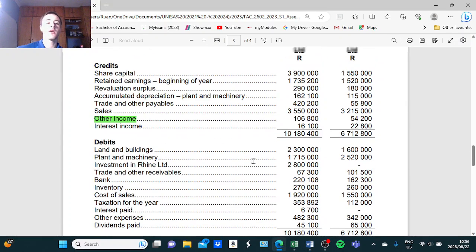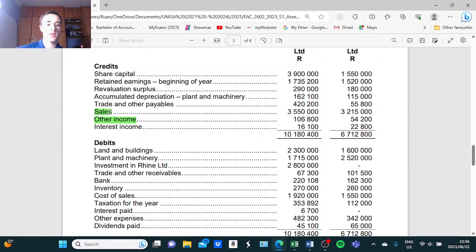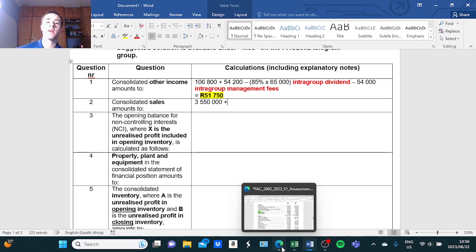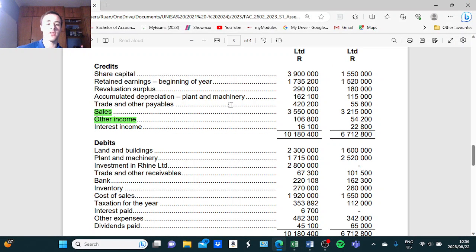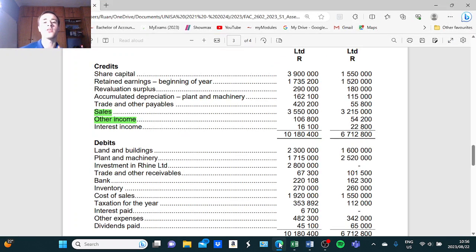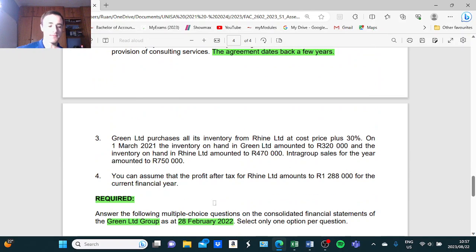As previously, we will start with the amounts given in the trial balances. So you will start with 3.55 million, which is the amount of sales for the parent for the current year. We will then add the sales amount for the subsidiary, which is 3,215,000. And then we need to look for intergroup sales that took place during the current year, and you will find the information in additional information point 3.